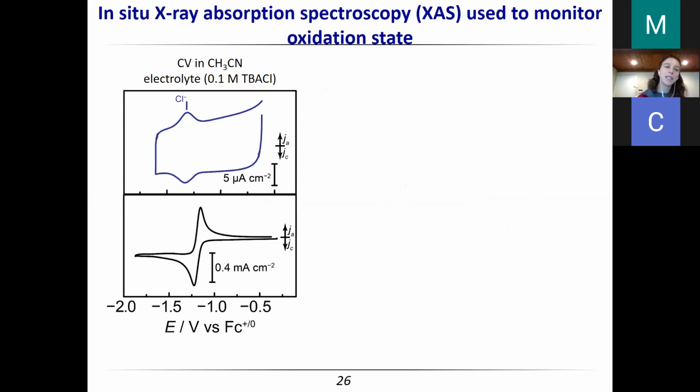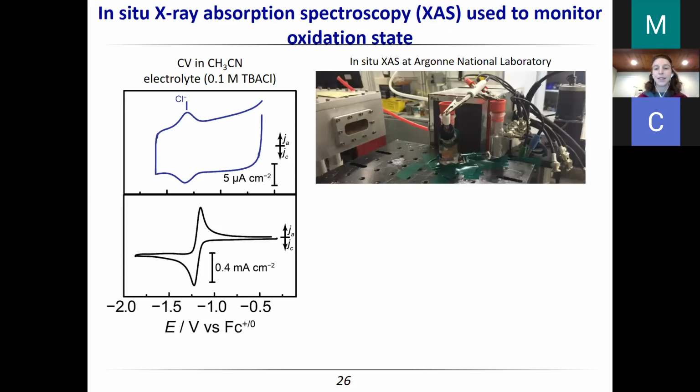And we can probe this by looking at X-ray absorption spectroscopy again. So this time we're going to look at X-ray absorption spectroscopy at the rhodium. And the cool thing about this experiment is we did it in situ. So these experiments can't be done in-house. You need to go to a synchrotron, and we went to the Argonne National Lab.